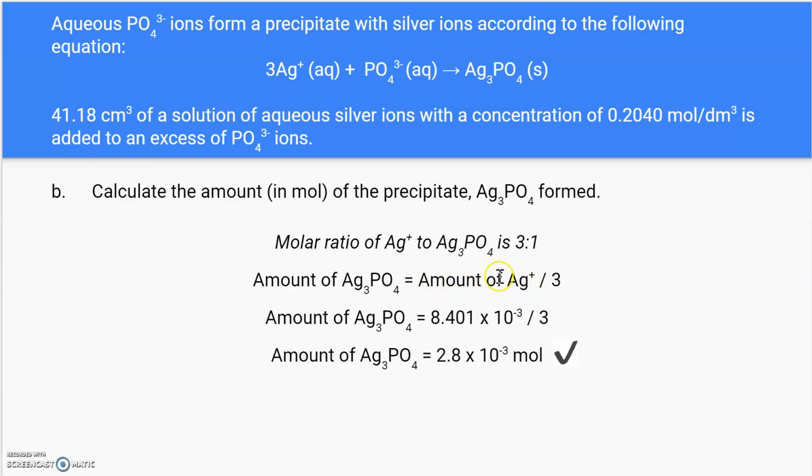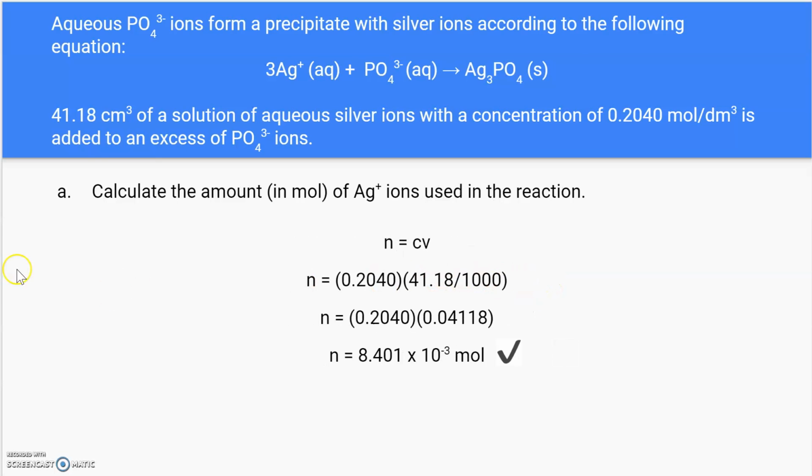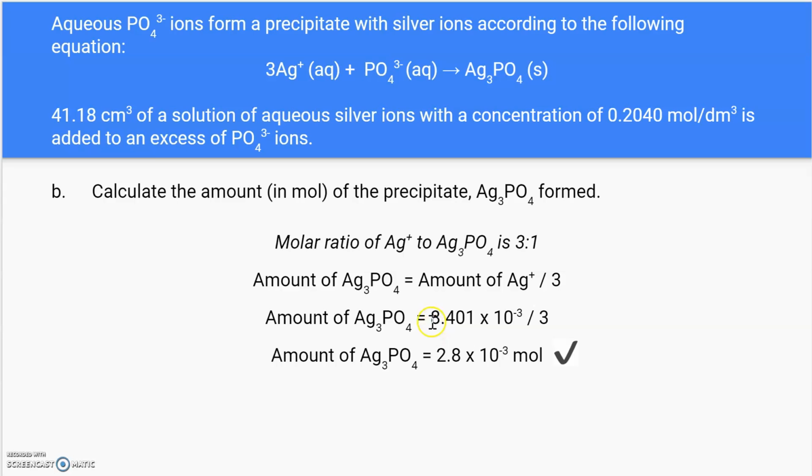Now, we already have that amount of silver ions from the previous exercise. It's 8.401 times 10 to the negative third. So we just need to divide that number by 3 to get the moles of the precipitate of silver phosphate that is formed. If we do that, we obtain that the amount of moles of silver phosphate is 2.8 times 10 to the negative third.